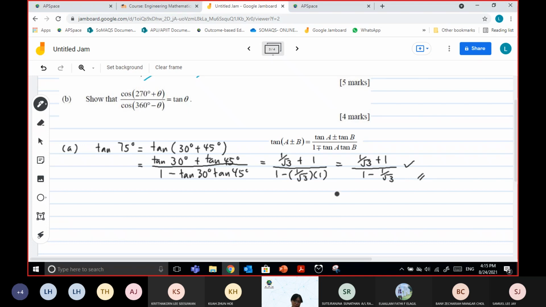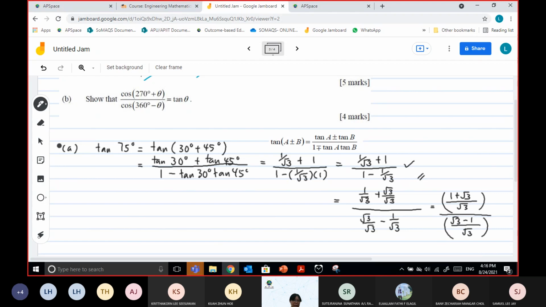But if we want to simplify further, that means we should make a common denominator, which is with the square root of 3. So at the top, I should have 1 over square root of 3 plus square root of 3 over square root of 3. Then for the bottom, square root of 3 over square root of 3 minus 1 over square root of 3. Change to the common denominator. At the top, I will have (1 plus square root of 3) over square root of 3. Then the bottom, (square root of 3 minus 1) over square root of 3.